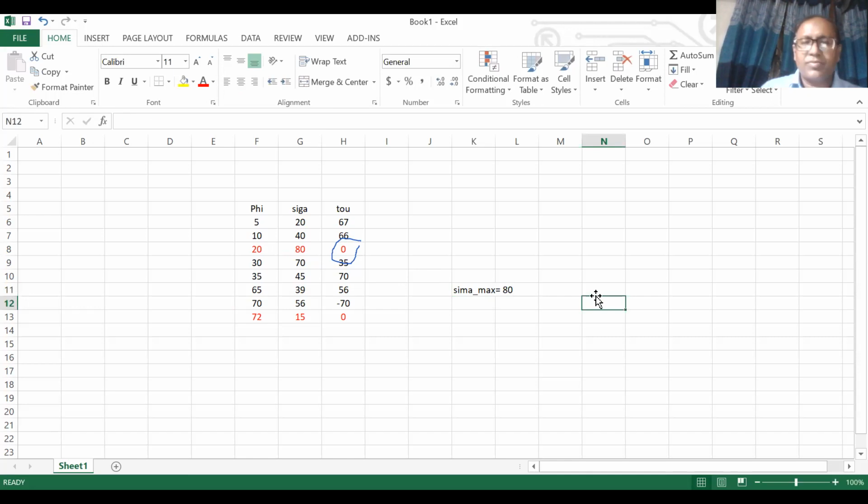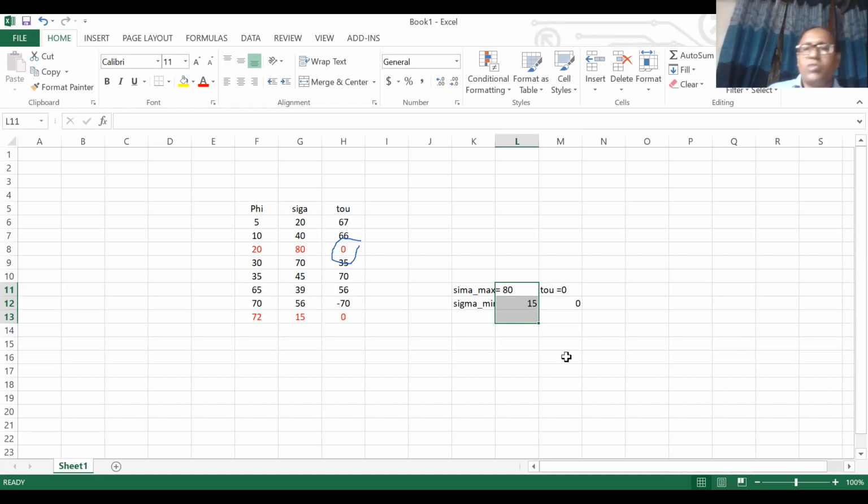Corresponding tau is 0. Tau equal to 0. And sigma minimum, you are getting 15, but tau you are getting 0. So what do you see over here? For a certain angle, you are getting shear stress 0, but the sigma value is coming the highest.